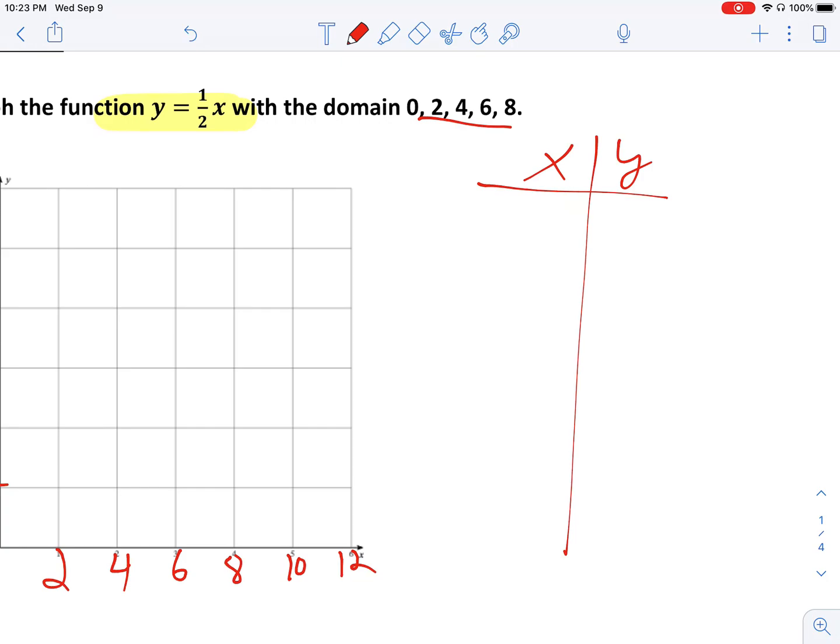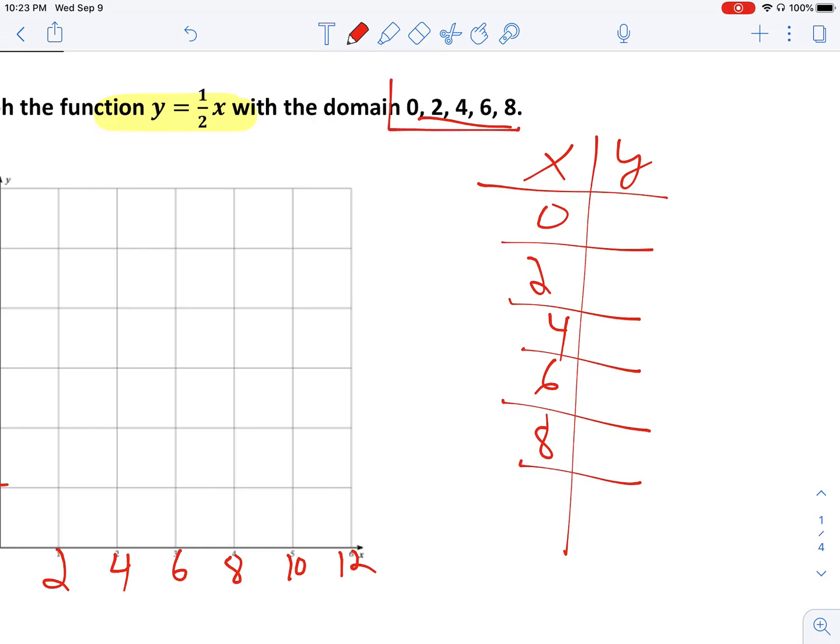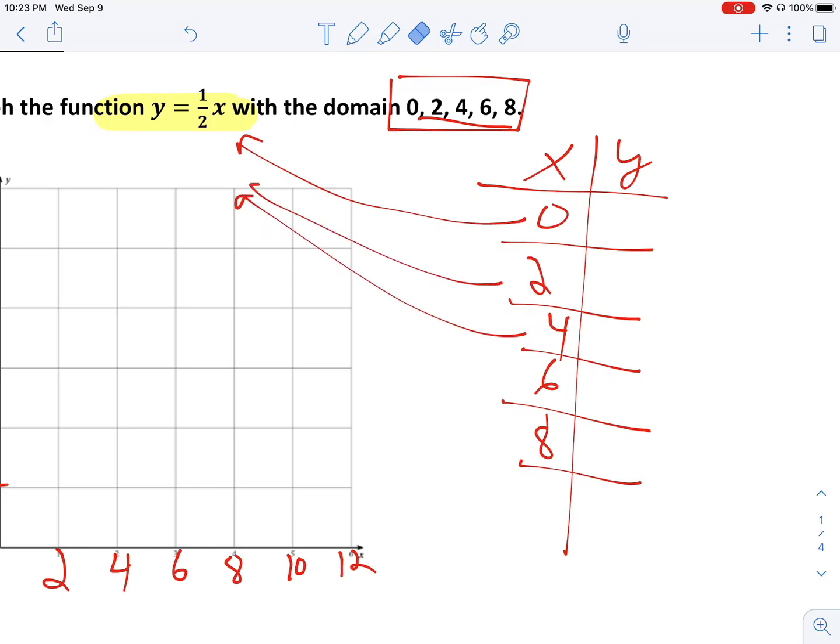I have my x column, and that column is given to me. Zero, 2, 4, 6, 8. That was the domain. They gave that to me. Now I need to figure out what the value is when I plug these values into this equation, and I get my y values, my range.